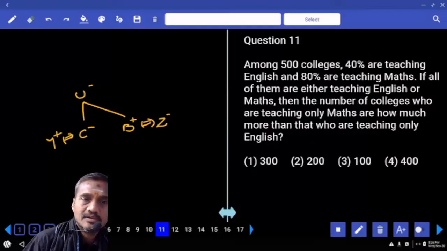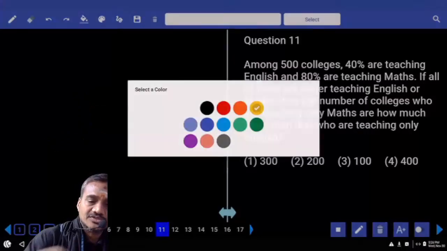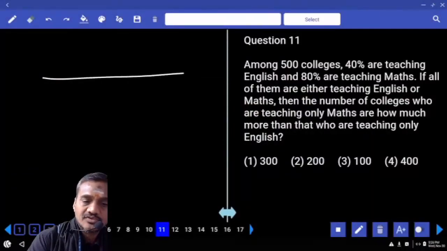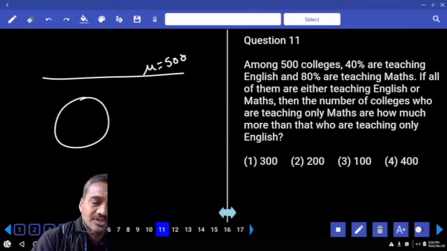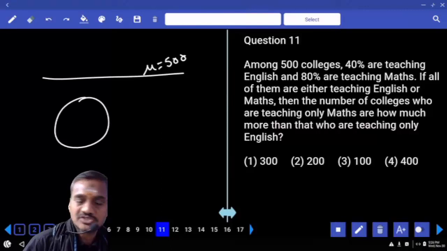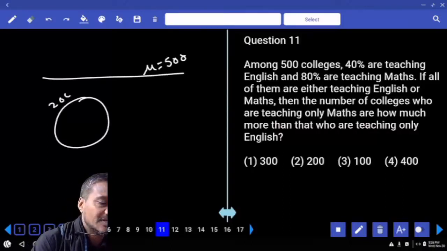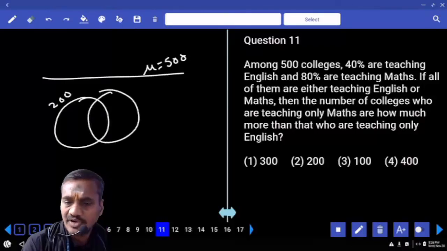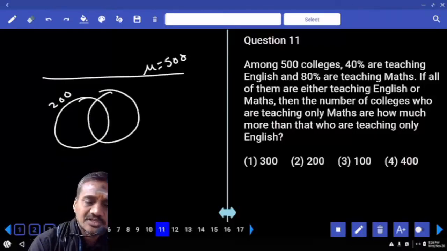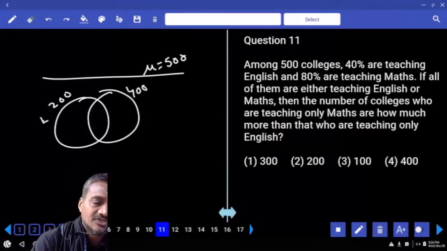The next one, the 11th one. Now out of 500 colleges, how many colleges are there? 500, that is our total set is 500. And out of which 40% are teaching English. Now 40% of this is how much? 200 teach English, isn't it? And 80% are mathematics. 80% means how much is that? 400 are mathematics. English 200 and mathematics is 400.